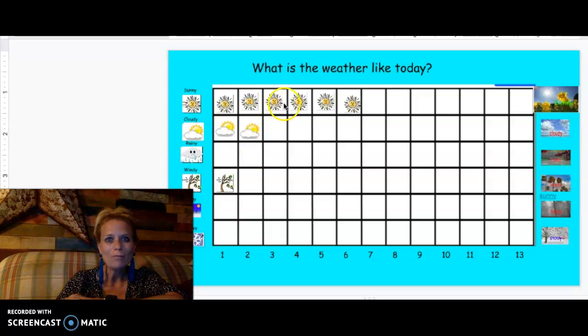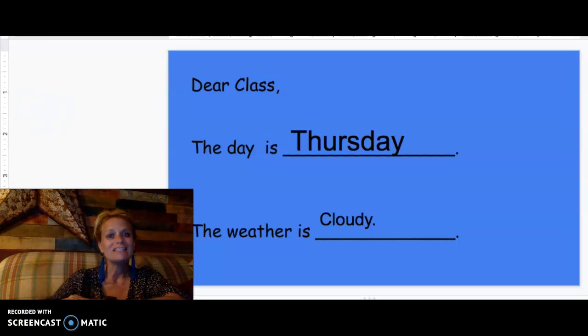Right. How many more sunny days are there than cloudy days? Look at this. Here is sunny and here is cloudy. 1, 2, 3, 4. There's 4 more sunny days than there are cloudy days. Today is Thursday, and the weather is cloudy today.